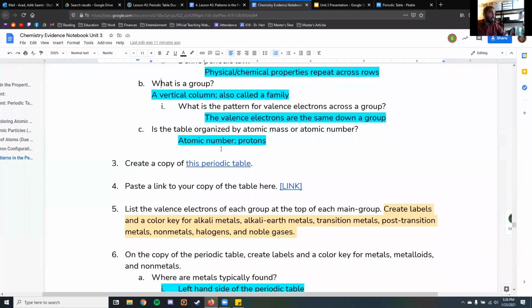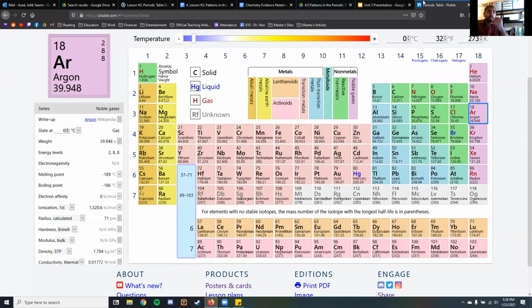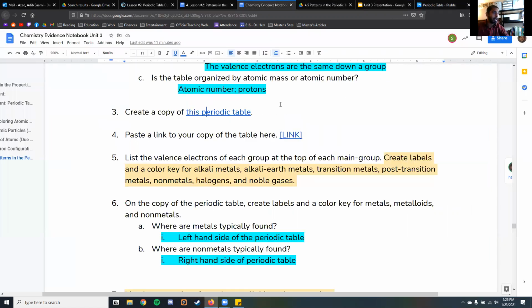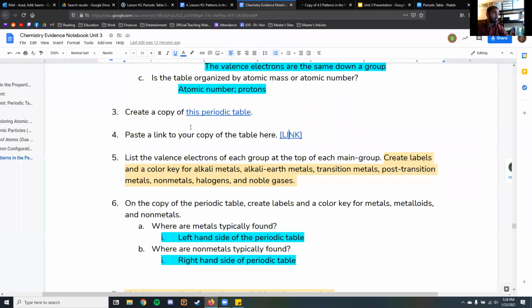Okay. Now, for the more extensive part of this assignment, I had you create your own periodic table. Obviously, I'm aware that p-table and other sites like it exist. There's a huge amount of information on the internet, but it does you no good if you don't understand what you're looking at. And so I have you make your own copy of a blank periodic table. And once you do that, you should insert that copy as a link up to number 4 here.